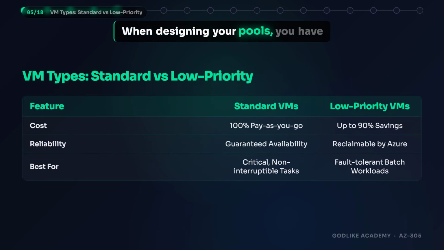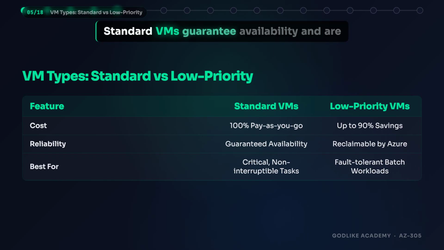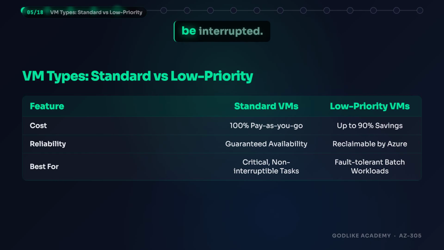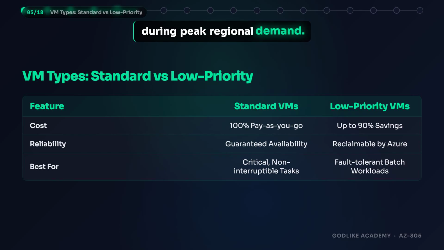When designing your pools, you have 2 distinct VM options that behave very differently. Standard VMs guarantee availability and are ideal for critical workloads that cannot be interrupted. Low-priority VMs function as spot instances, offering up to 90% cost savings, but can be reclaimed by Azure if capacity is needed elsewhere. Choosing incorrectly causes unexpected job failures during peak regional demand.